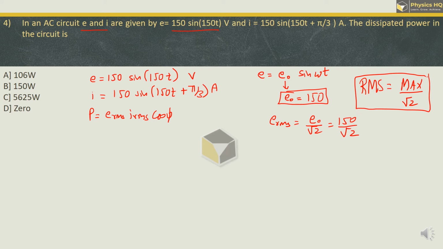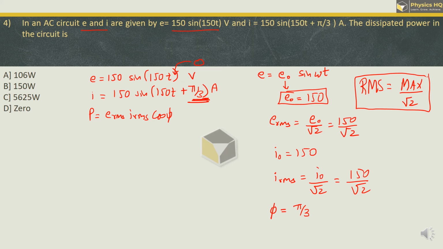Likewise, if you compare the second equation, we get I0 as 150 and IRMS will be I0 by root 2, which is 150 by root 2 again. Lastly, we need to find out the value of phi, the phase difference between EMF and current. When we look at this equation for EMF, for voltage, we don't have any initial phase term, so we will take it as 0. For current, we see there is this phase term which is given as pi by 3. So when we take the difference, we get the phase difference as pi by 3 over here.